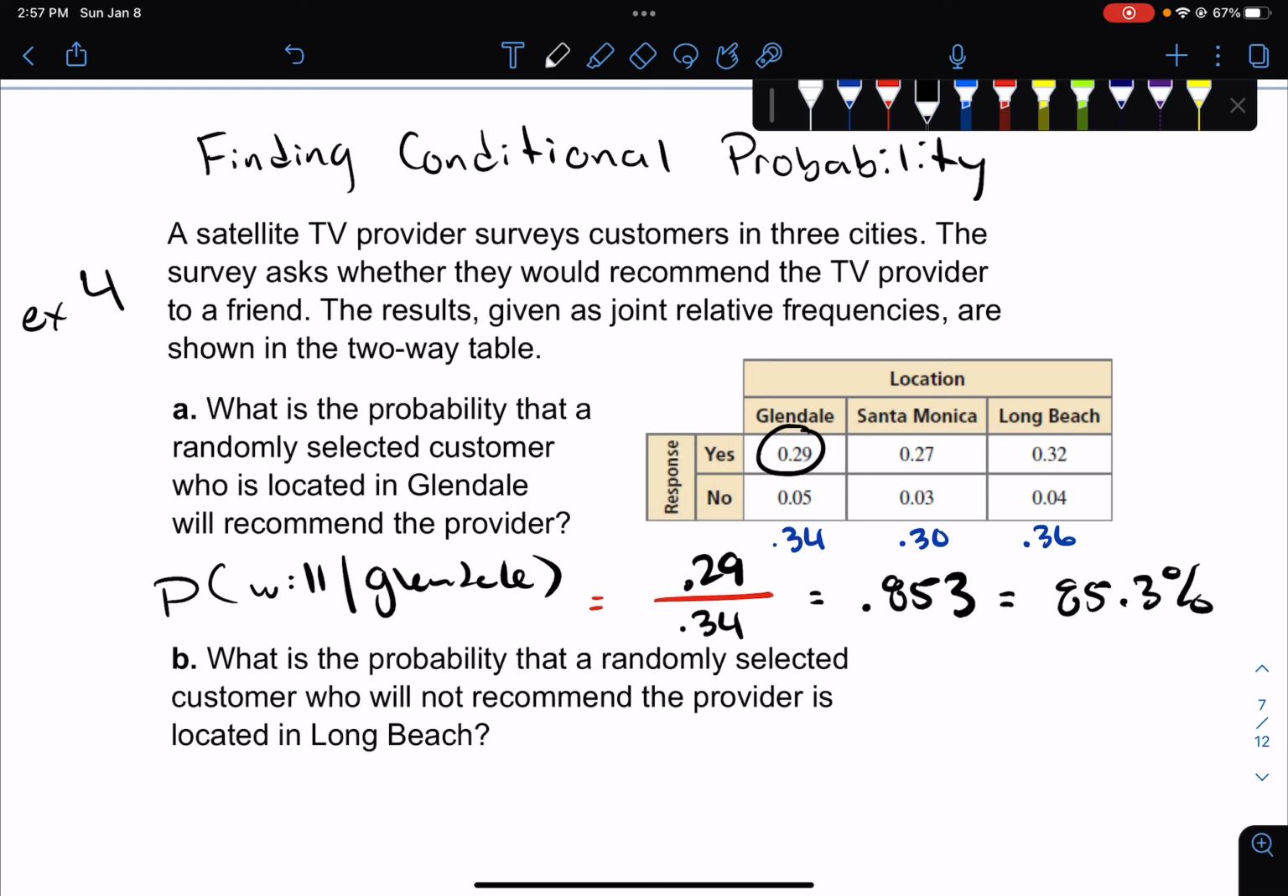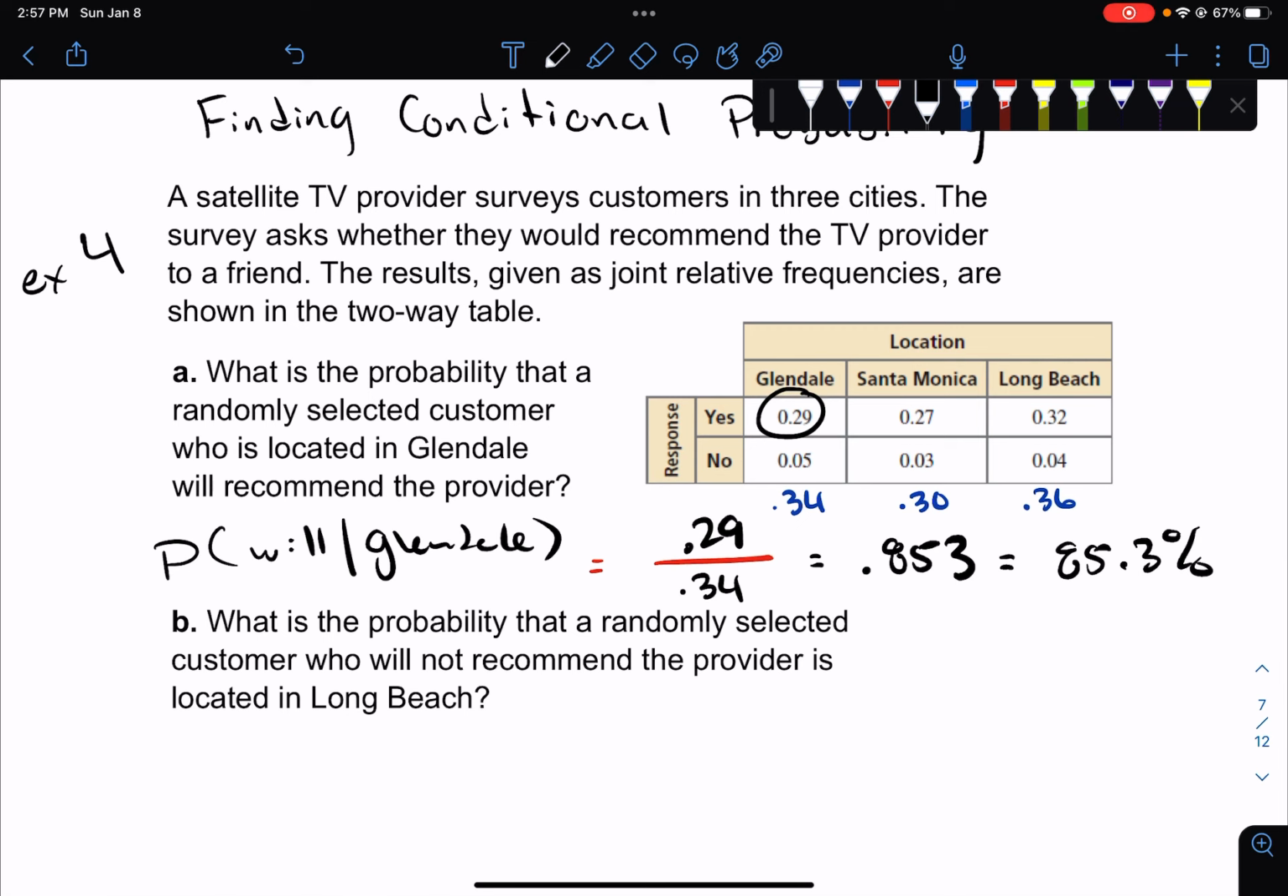Okay? What's the probability that a randomly selected customer who will not recommend the provider is located in Long Beach? So this one's a little bit backwards. What's the probability that if we're talking about not recommending the provider, so not recommending is going to actually be the second part here. What's the probability that if they don't recommend the provider, they are located in Long Beach? So we're not interested in all of the people. We're only interested in the people that don't recommend their provider.